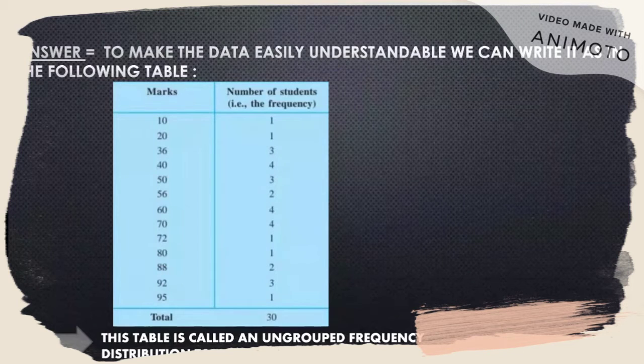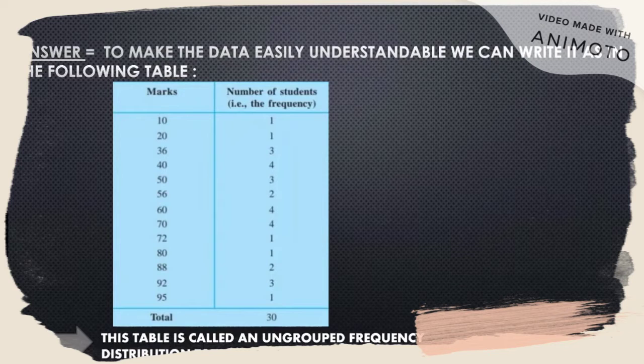So to understand this data easily, we present it in a table as given below. One column is of marks and the other one is number of students. The number of students who have obtained a certain number of marks is called the frequency of those marks. So 10 marks is obtained by 1 student, and 20 marks is obtained by 1 student again. 36 marks is obtained by only 3 students, and further.